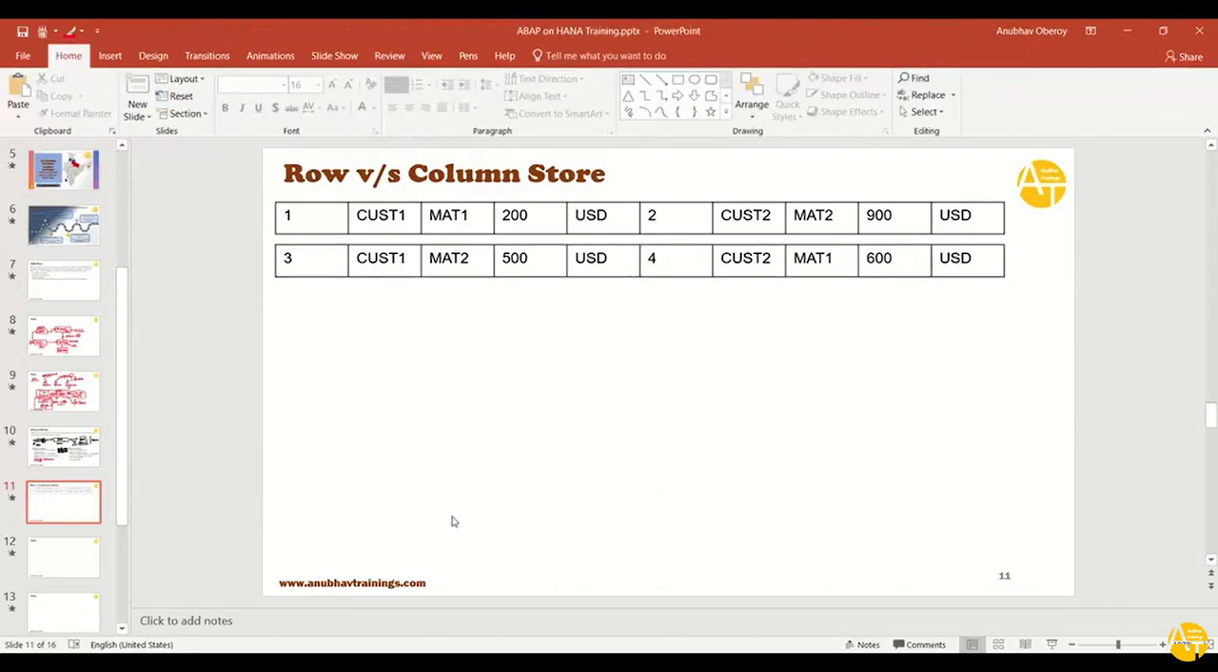You can notice I have a total of four records, and all the four records are stored in a row fashion, which means all the data is kept in the row format. All the data is stored in consecutive memory locations in the database, in the memory. Now, let me ask a question to the database.